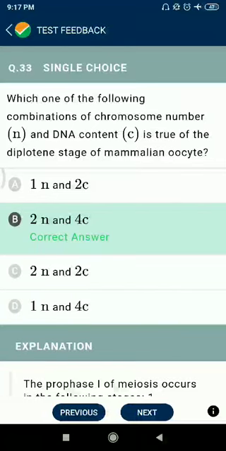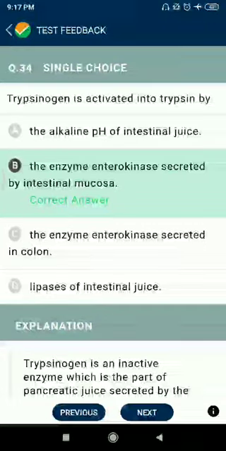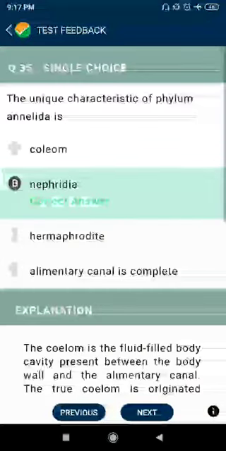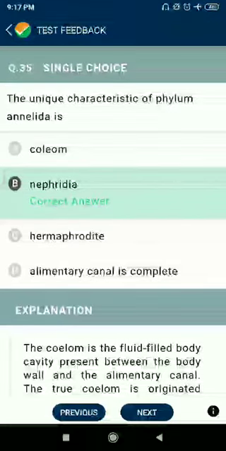Question number 33. Which one of the following combinations of chromosome number, haploid, and DNA content C is true of diploid stage of mammalian oocyte? Diploid, and 4C. Question number 34. Trypsinogen is activated into trypsin by the enzyme enterokinase secreted by intestinal mucosa. Question number 35. The unique characteristic of phylum Annelida is nephridia.